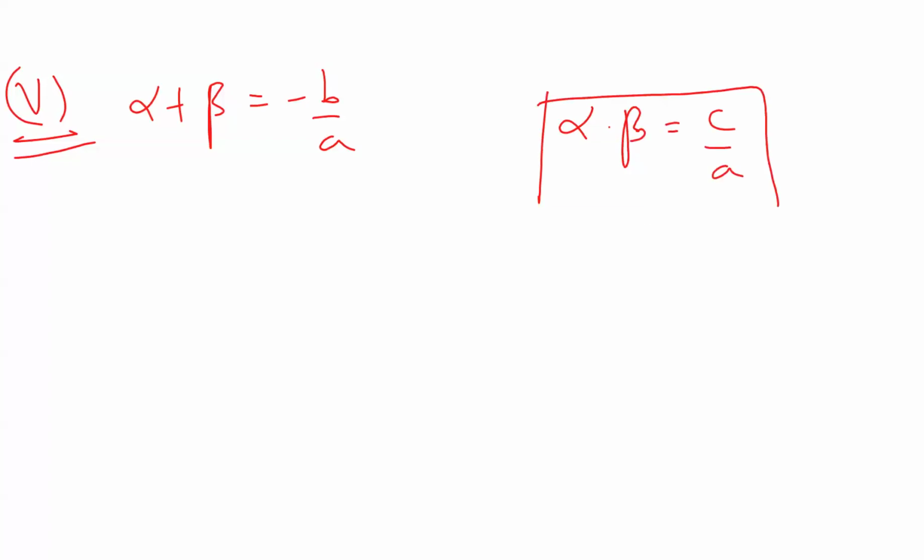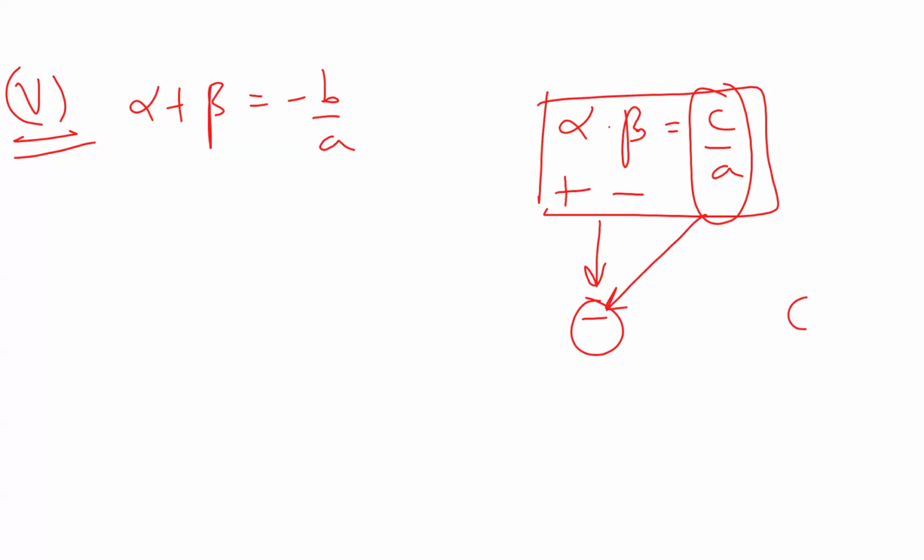Now alpha plus beta is minus b by a. Okay. And alpha into beta is c by a. So we'll analyze this particular condition. Suppose alpha is positive and beta is negative, one is positive and the other is negative, the answer, plus into minus, is negative only. How will we get minus from c by a? When will c by a be negative? When c is positive and a is negative, or c is negative and a is positive.